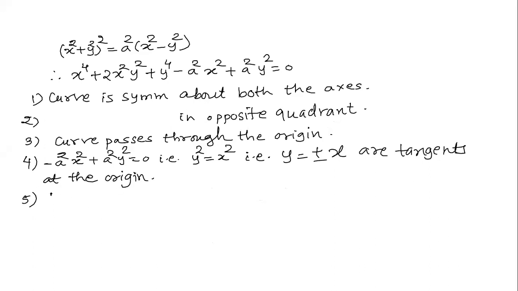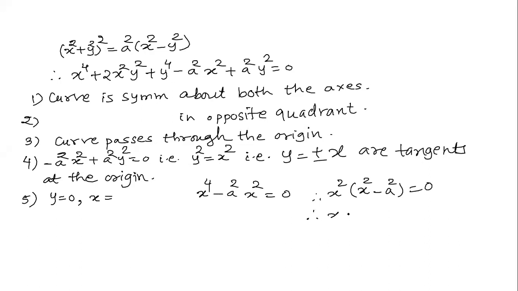After this, put y equal to 0. Let us find values of x. So see the simplified form, y equal to 0, then you can see x to the power 4 plus 0 minus a square into x square plus 0 is equal to 0. Therefore, x square into (x square minus a square) equal to 0. Therefore, x square equal to 0 means x equal to 0, x square equal to a square means x equal to plus a, x equal to minus a. We have got three different values. So x equal to 0.